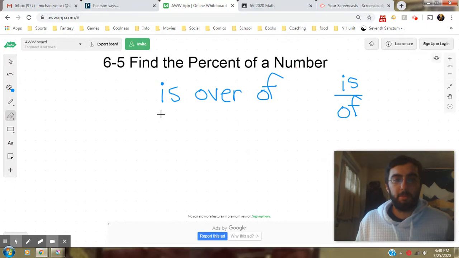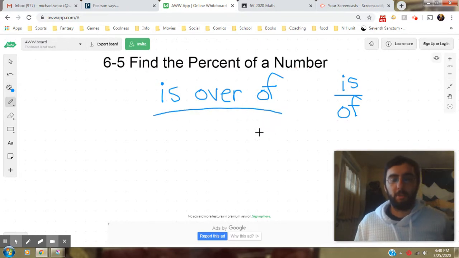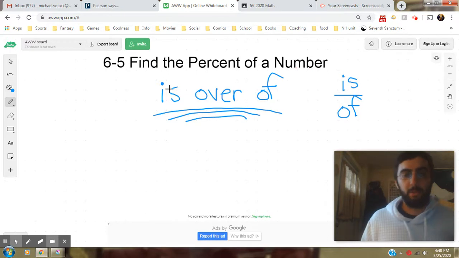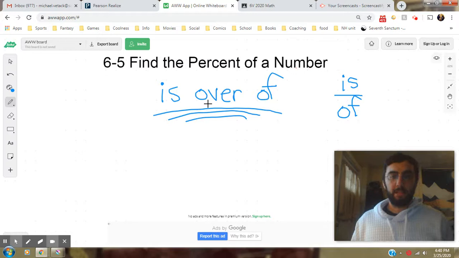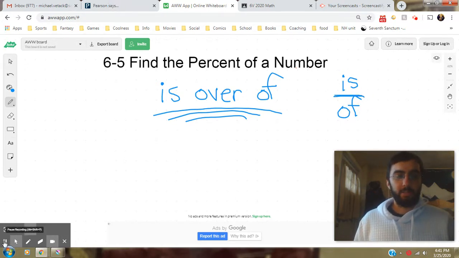So one thing that's going to be helpful is this phrase right here: is over of. That will make a little more sense in just a second when we use it. Is over of means the portion of the number sentence or the word problem that is attached to the "is" part goes on the top of a fraction. So is goes over the of part. All right, and that's going to make sense in just a second.